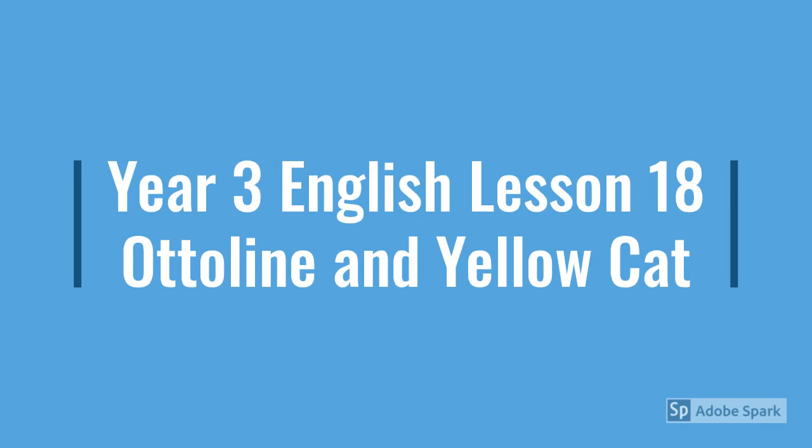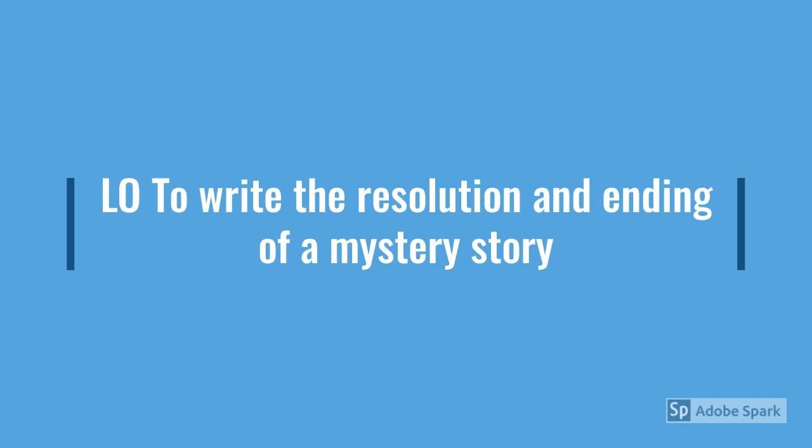Year 3, English Lesson 18, Ottoline and the Yellow Cat. Our objective today is to write the resolution and the ending to a mystery story.